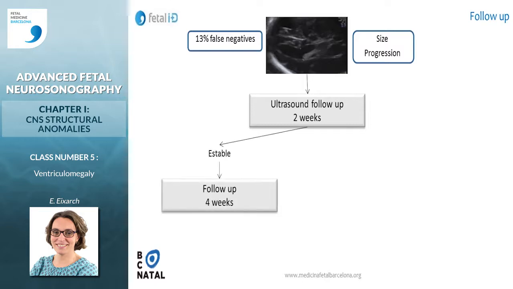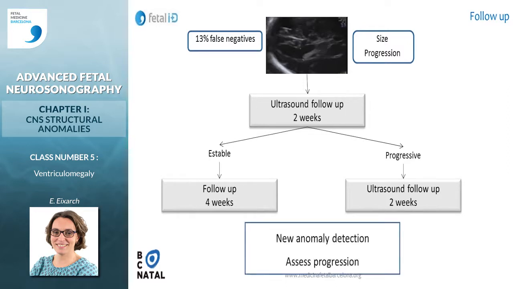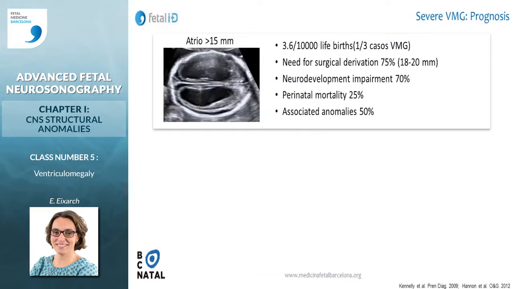If it is stable, we can delay the follow-up to every 4 weeks. And if it progresses, we will follow it up every 2 weeks. And as I said, detect new anomalies and evaluate the progression. What about severe ventriculomegaly?